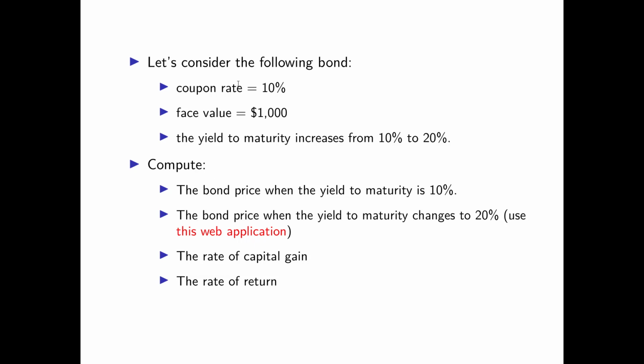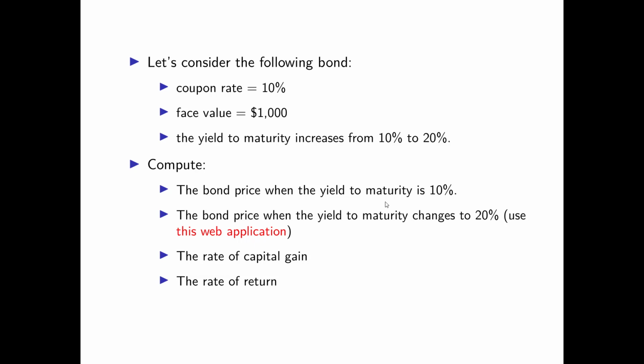Let's consider a bond that has a coupon rate of 10%. The face value is $1,000, and then there's an increase in the yield to maturity from 10% to 20%. We're going to apply this increase to all these bonds that we're going to look at. We want to compute the bond price when the yield to maturity is 10%, and then find out the new price when the yield to maturity changes to 20%.